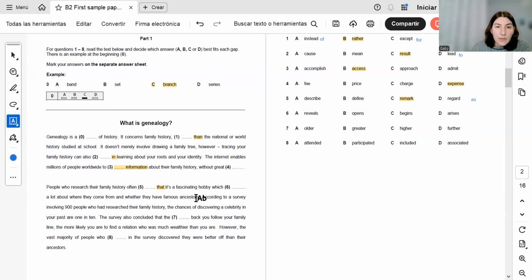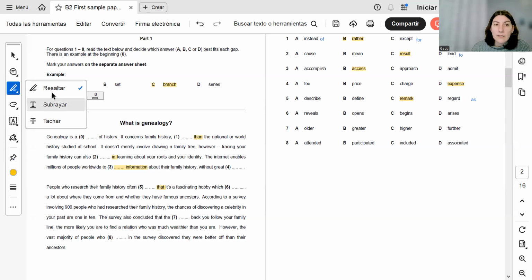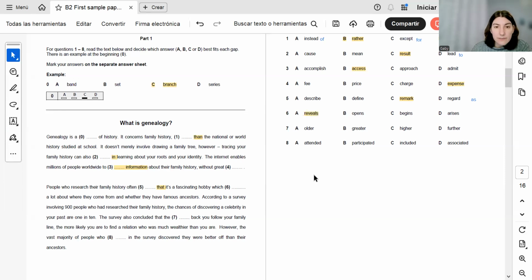Okay. Fascinating hobby, which a lot about where they come from. Which reveals a lot about where they come from. So sounds okay. Opens a lot about where they come from. Begins a lot about where they come from. Arises. No. So reveals is again a collocation or just sounds logical in this context.